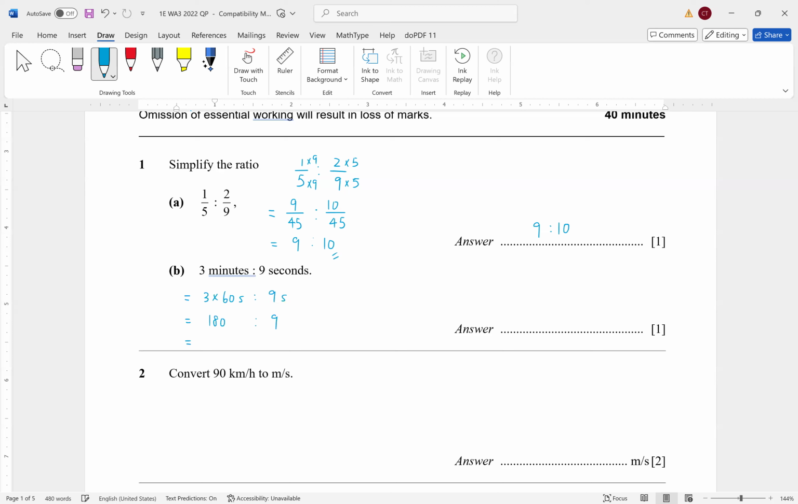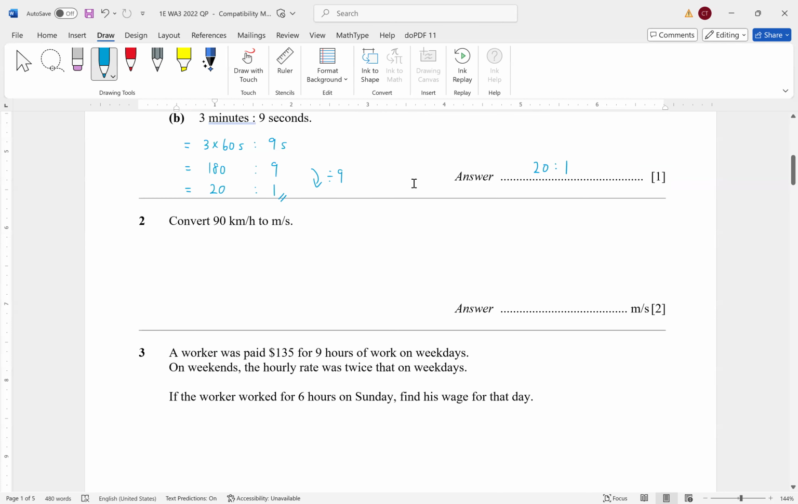Once both sides have the same units, you can drop the units. Then we just need to simplify this. We can divide both sides by 9, so 180 becomes 20 is to 1. The answer for this question will be 20 is to 1. Okay, let's take a look now at question 2.